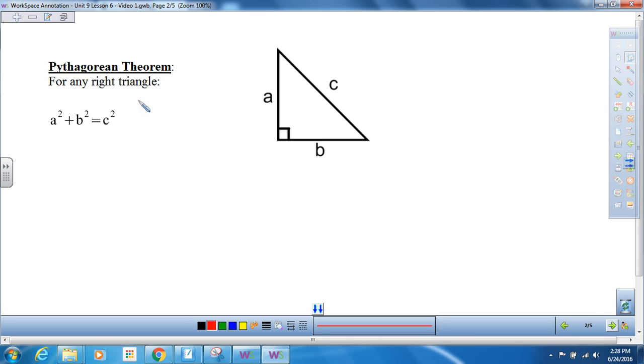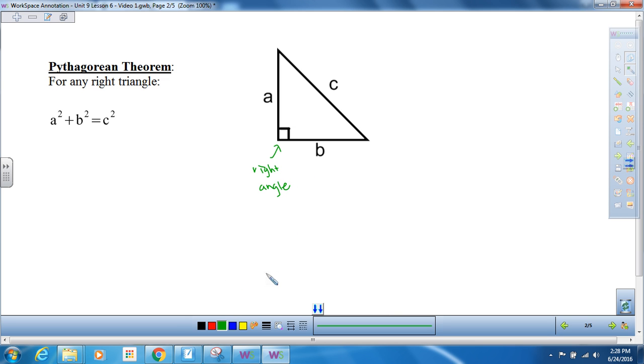The Pythagorean theorem says for any right triangle, so it has to be a right triangle, a squared plus b squared equals c squared. So these are their side lengths. To know it's a right triangle, you should have this box here to show that there's a right angle.